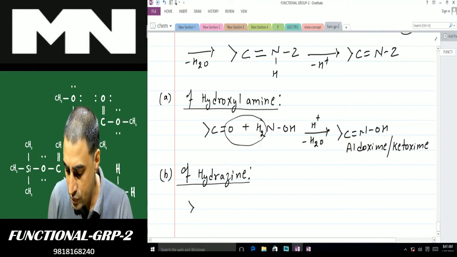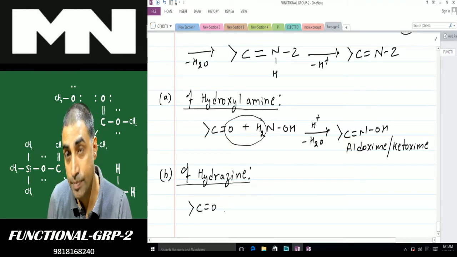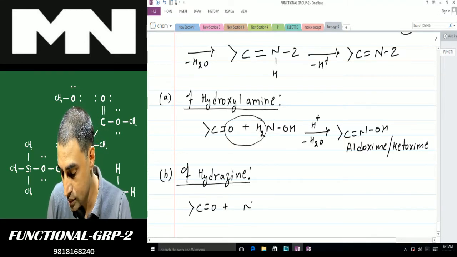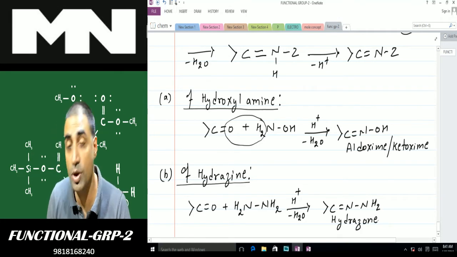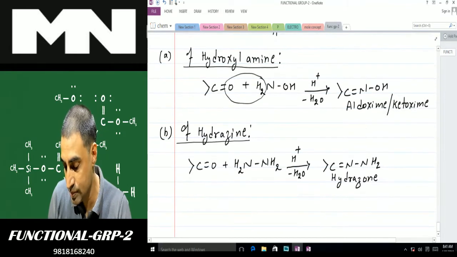Here I have an aldehyde or a ketone molecule. I'm reacting it with hydrazine. In hydrazine, you can easily see that there is another NH2 group. So H2O will come out and you'll get a compound like this. This is hydrazone. So the compound we are getting from hydrazine is hydrazone.